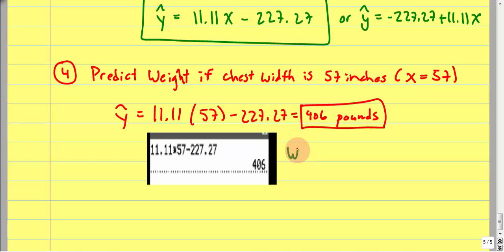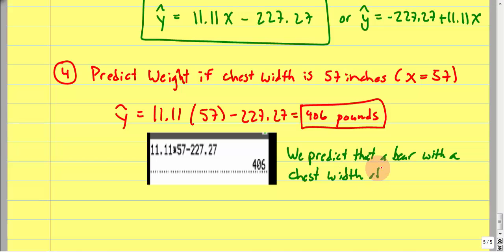So we predict that a bear with a chest width of 57 inches will weigh about 406 pounds.